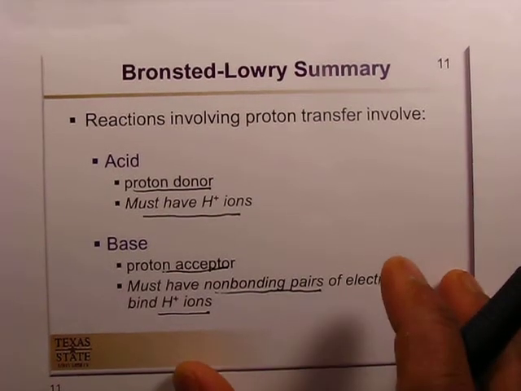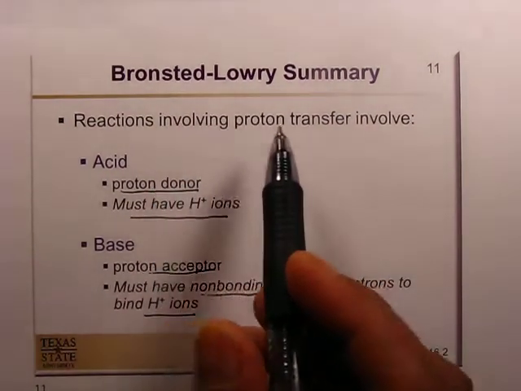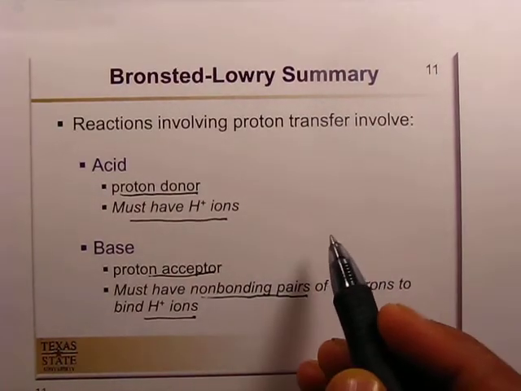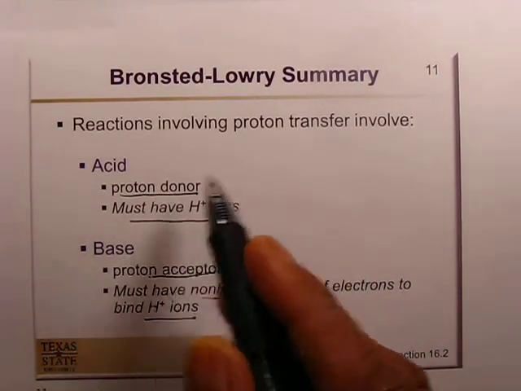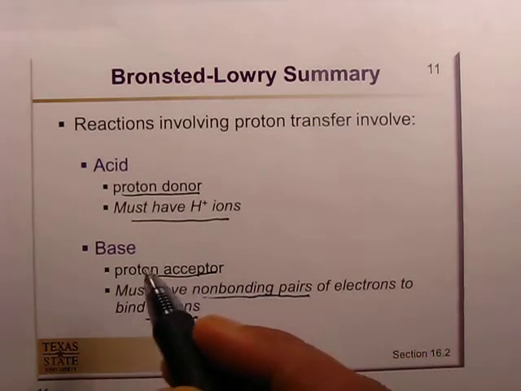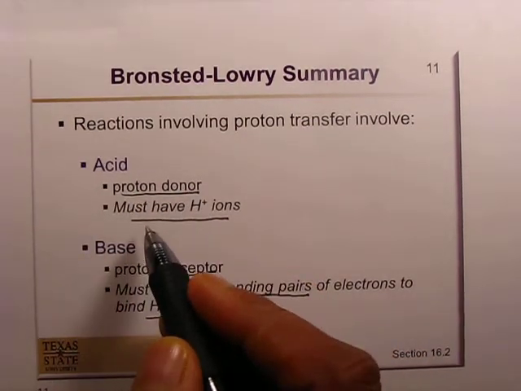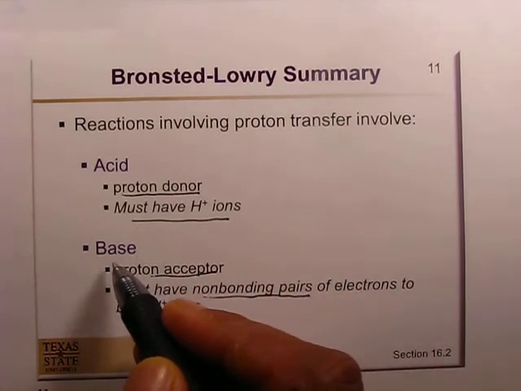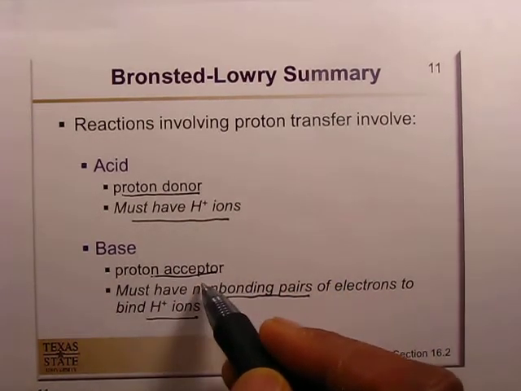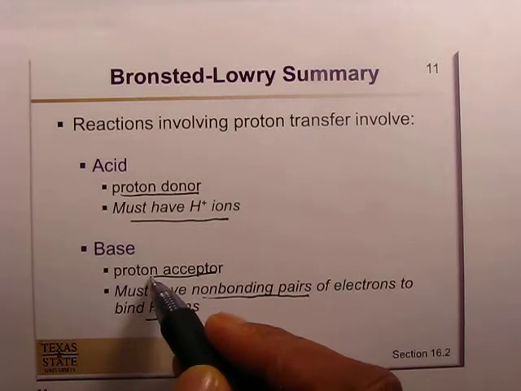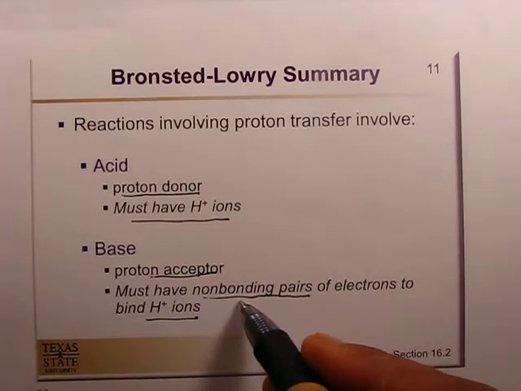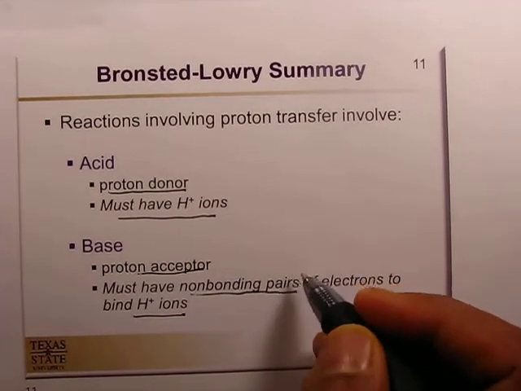So in this video we will see a little bit more about the Bronsted Lowry acid base, as we were studying in the previous video. A Bronsted Lowry acid is a proton donor and must have a hydrogen ion. A Bronsted Lowry base is a proton acceptor and must have a non-bonding electron pair. So what does it mean?